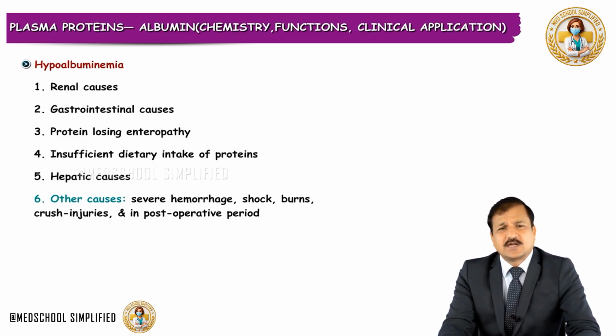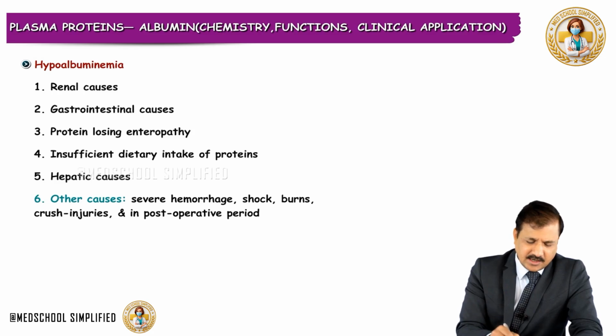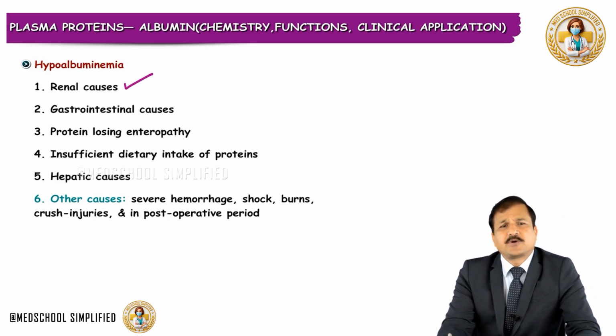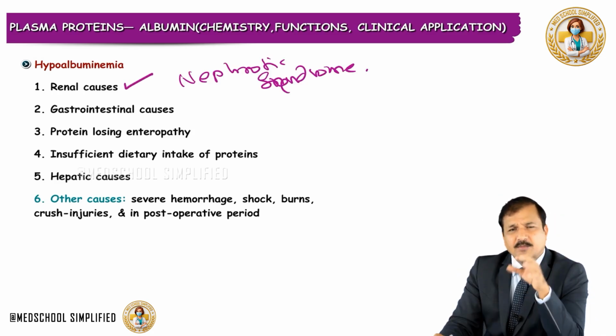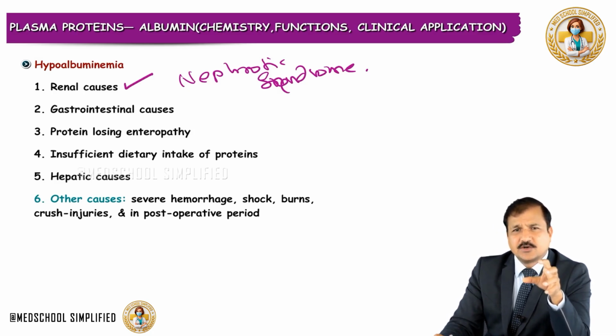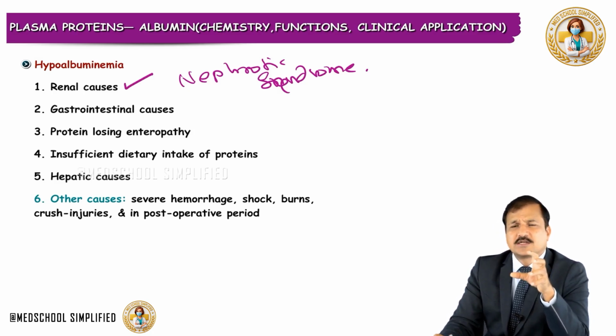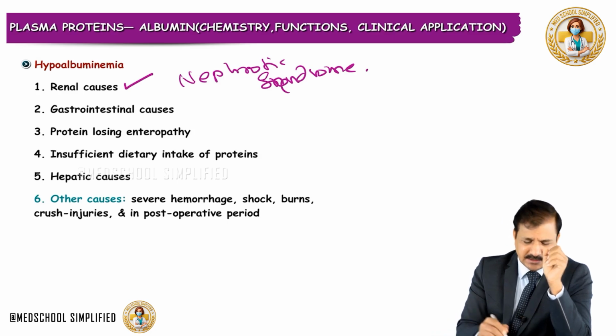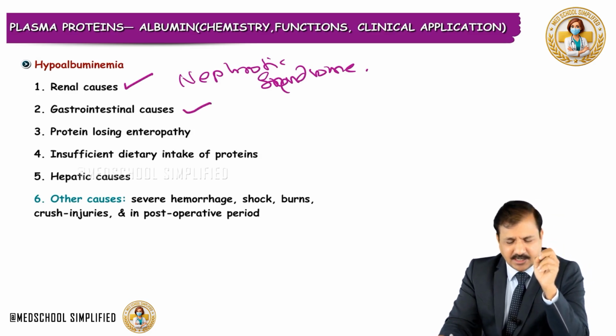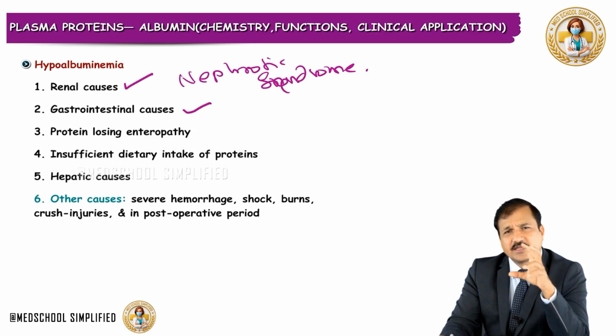The first cause that I would like to explain here is the renal cause. Renal causes for hypoalbuminemia. An important disease here is nephrotic syndrome. A marked fall occurs because of massive urinary loss of proteins in nephrotic syndrome, and total serum protein concentration in this disease will fall below 4 gram per deciliter. The other cause for hypoalbuminemia can be gastrointestinal causes, where there will be malabsorption of proteins leading to hypoalbuminemia.